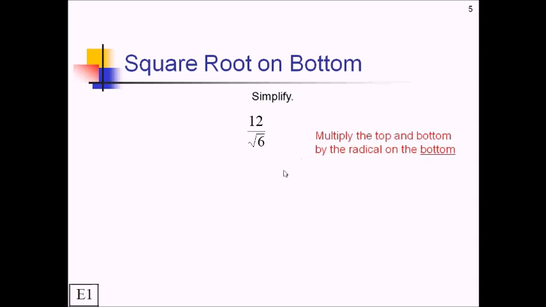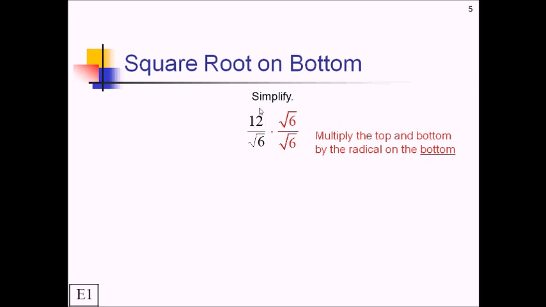So in general, our strategy then, and because we can't just multiply the bottom, we've got to do it to the top as well, we're going to multiply the top and the bottom of our fraction by whatever radical is on the bottom. So we'll multiply this by the square root of 6 over itself. And again, we're just multiplying by 1 to give this thing a little bit of a makeover.